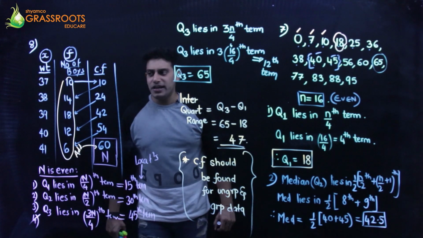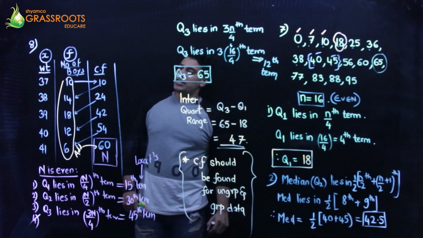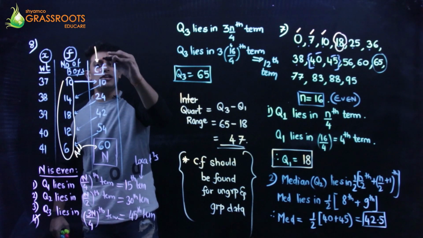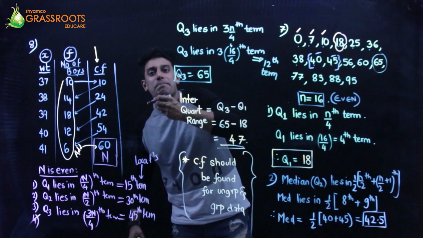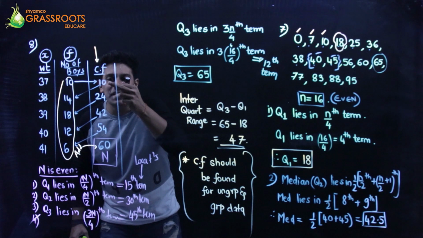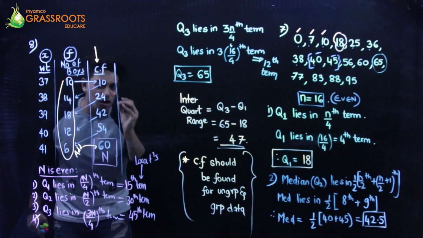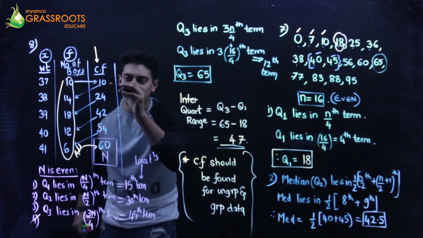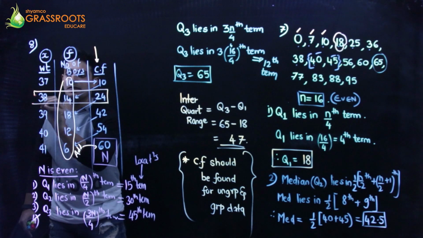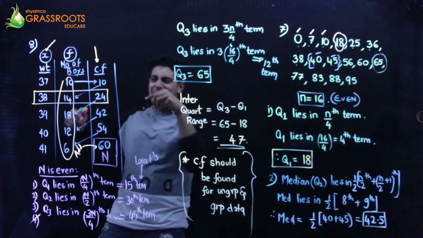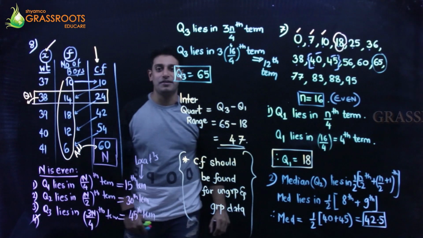Quartile 1, which is the lower quartile, the location is the 15th term. Tell me, in the cumulative frequency column, 15 comes between whom? Can I say between 10 and 24? Select the higher one and box it. The X of this is your answer. So the quartile 1 answer is 38.